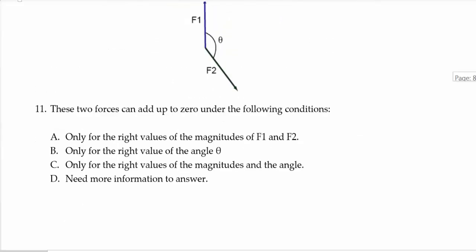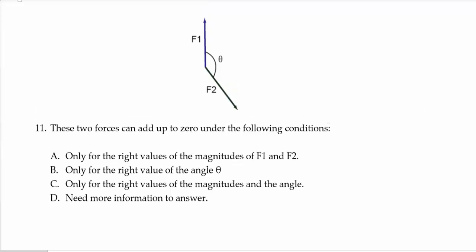Let's look at 11. These kind of questions are really important. These two forces can add up to zero under what conditions? Now, without even looking at the answer choices, let us analyze the system. This angle here is alpha, which means that we can resolve this force into two components. This will be what? F2 cosine alpha, and this will be F2 sine alpha. Which means that for the two forces to add up to what? Zero. What must be alpha?